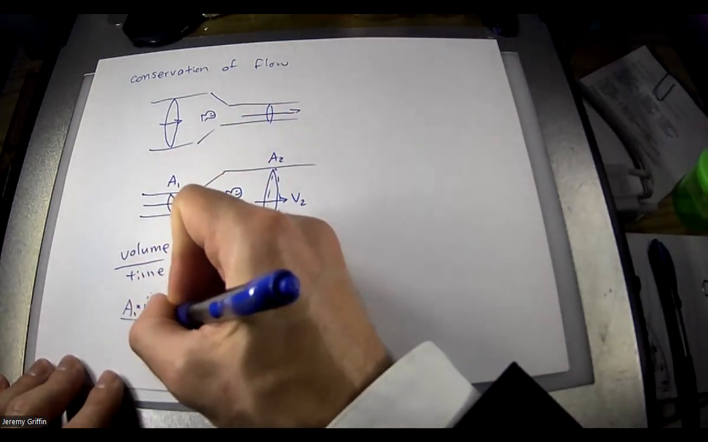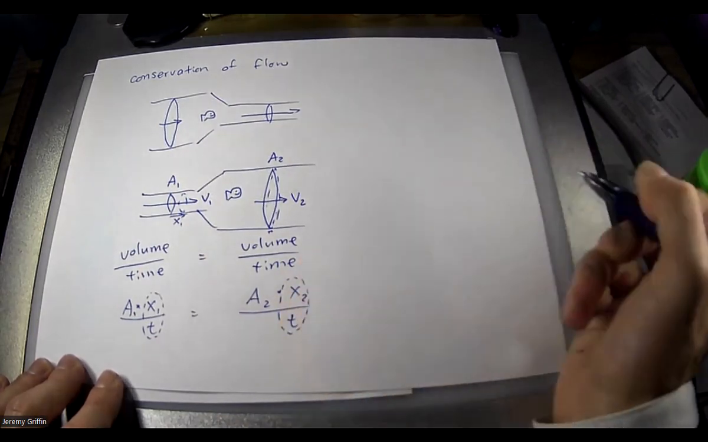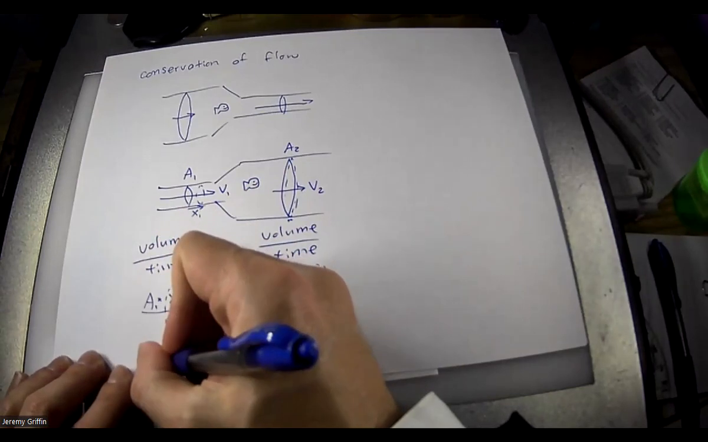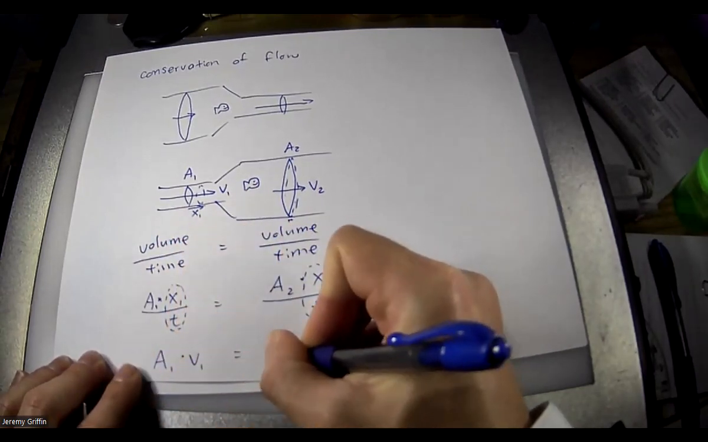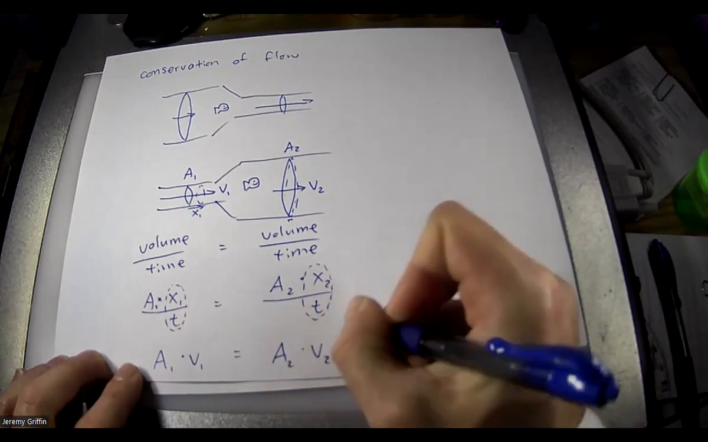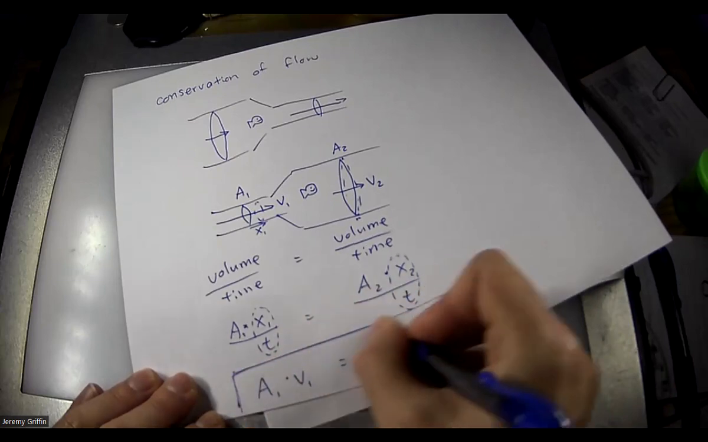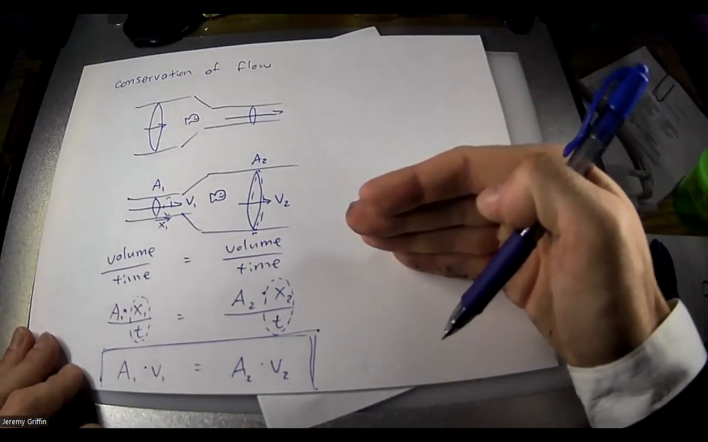Guys, what is distance per unit time? What's that called? That's speed, isn't it? So area 1 times speed 1 is equal to area 2 times speed 2. Right, there you go. That right there is your conservation of flow. Okay. So the fact that volume per time is conserved.